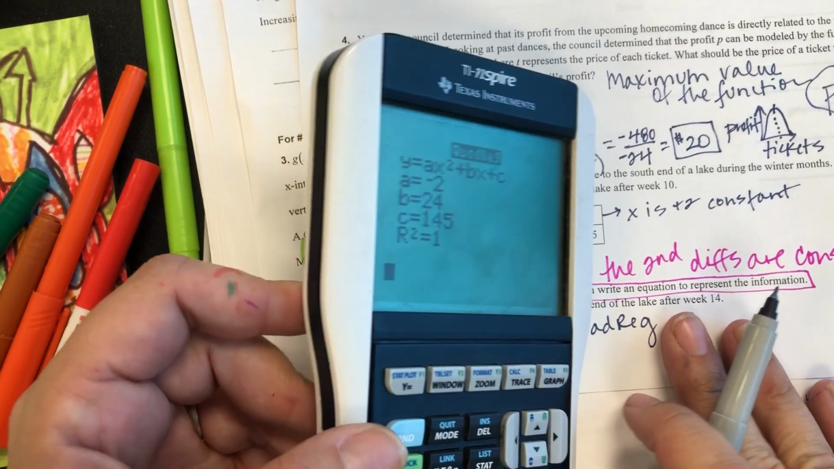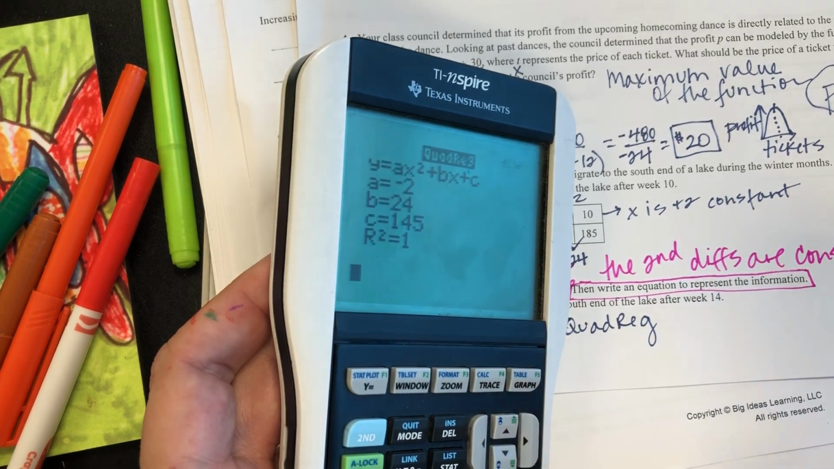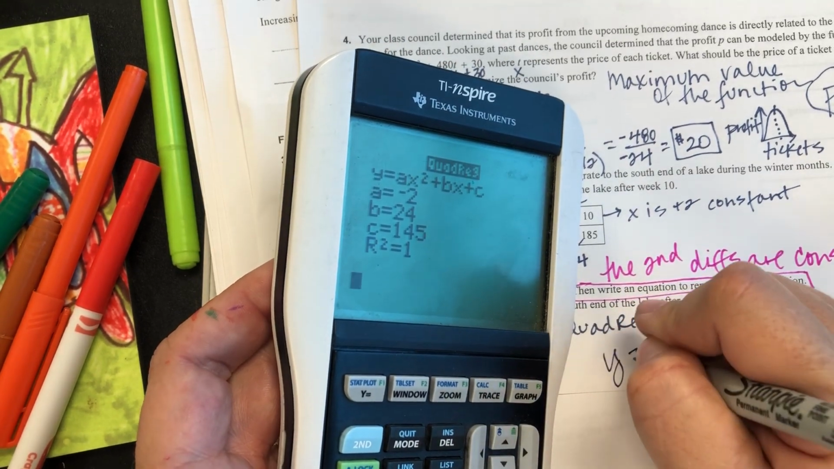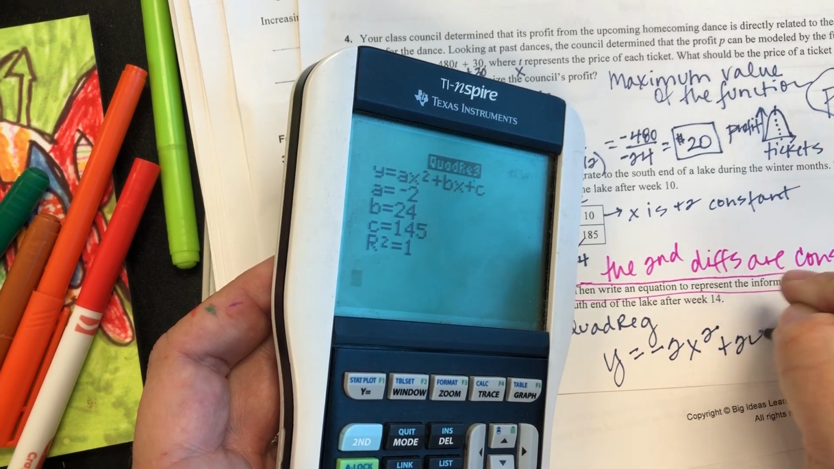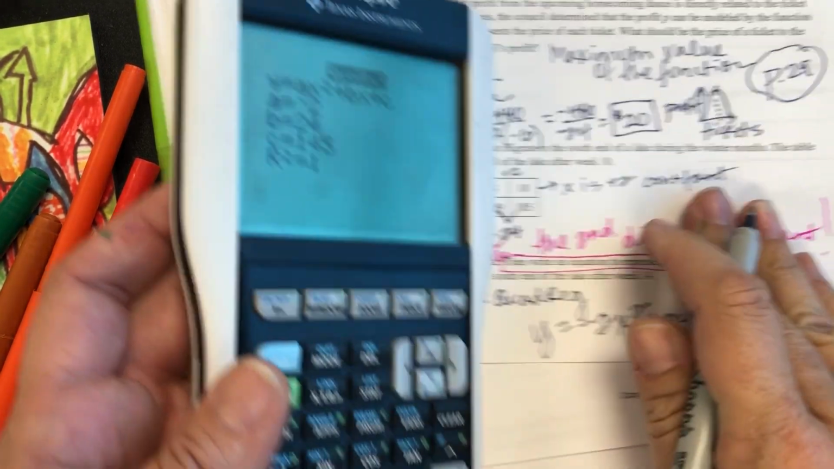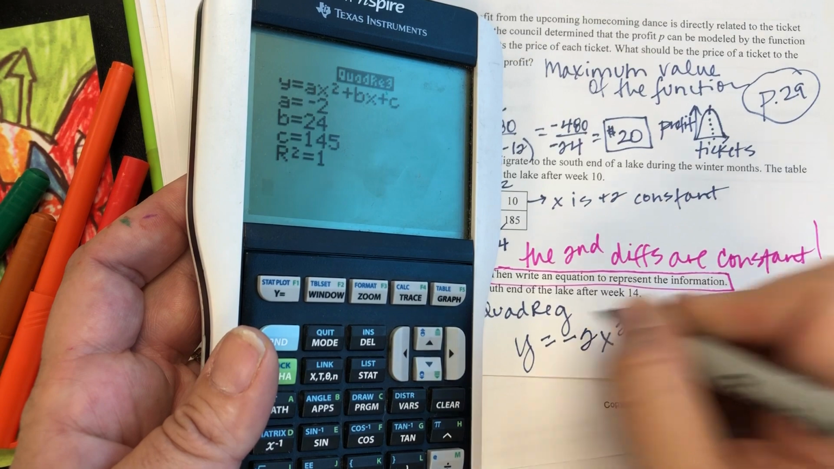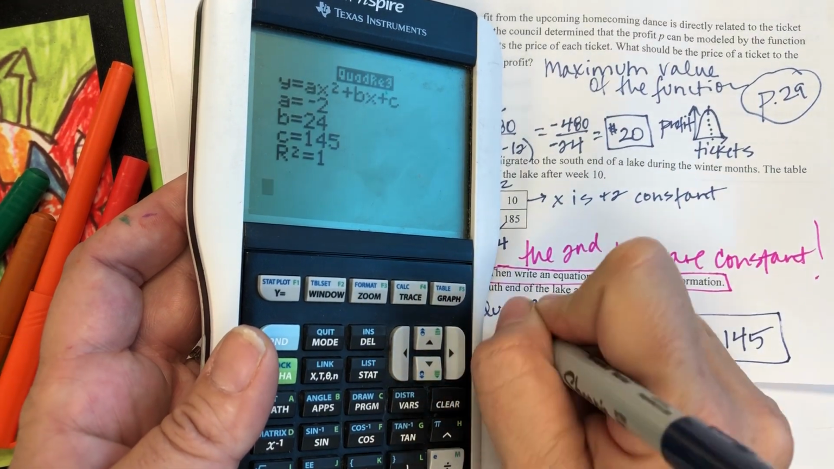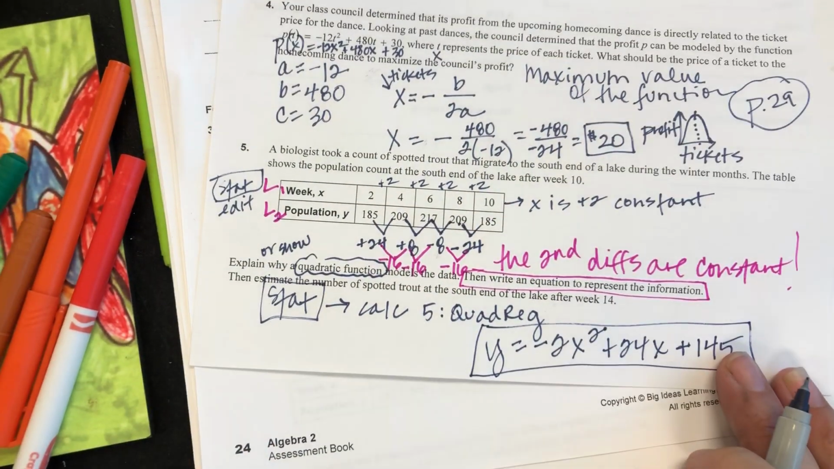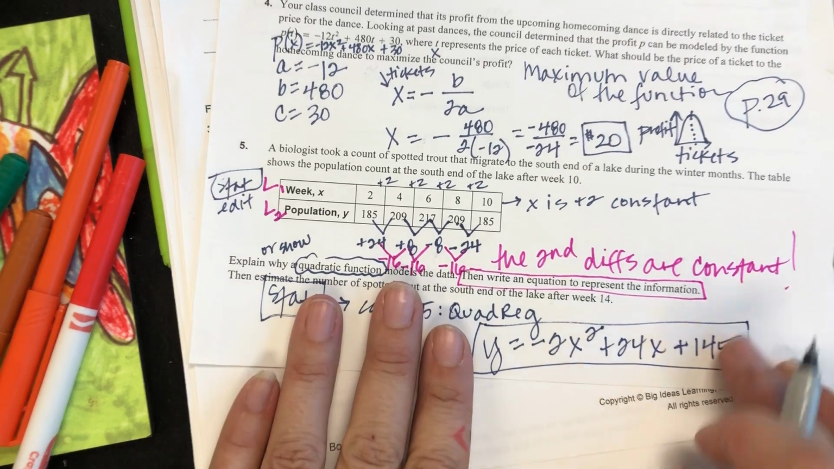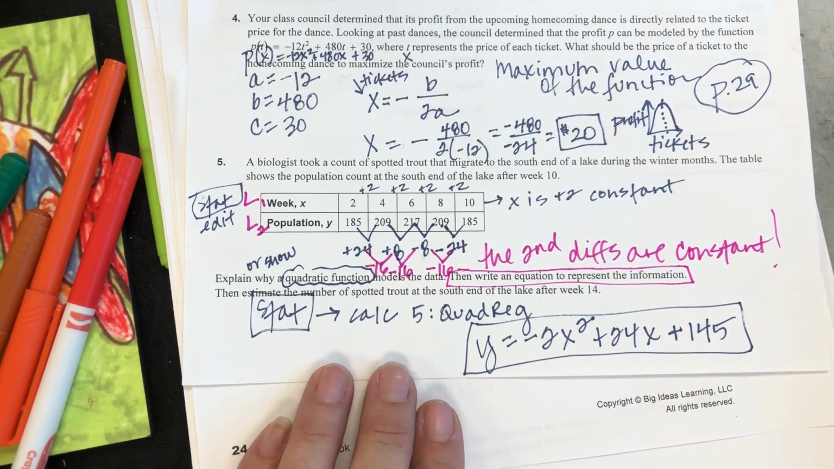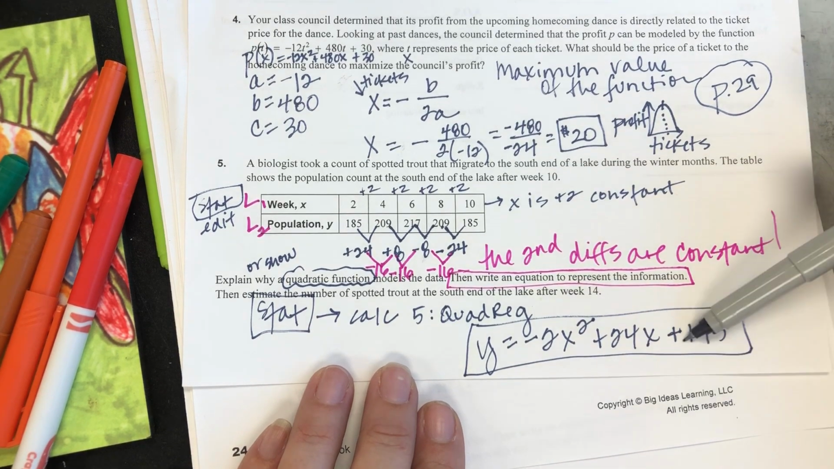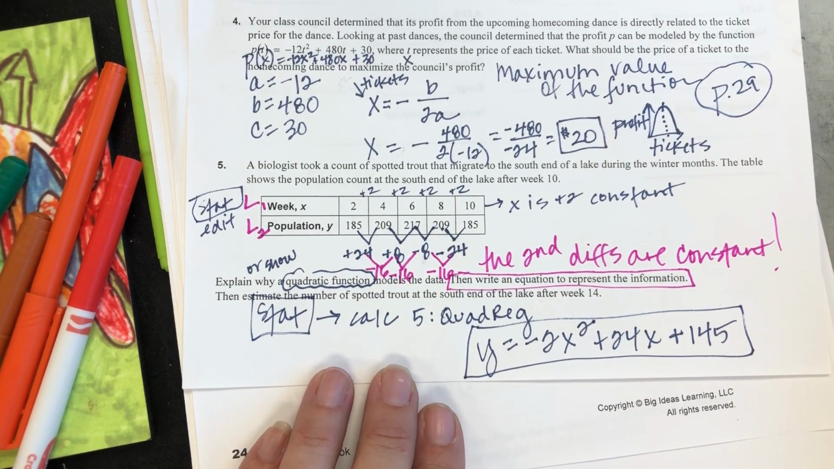So my equation is coming out of here as y equals negative 2x squared plus 24x plus 145. I'm just letting my calculator write that equation, and I absolutely expect that's what you guys are going to be doing. I could write this all up with the vertex, but why not use my regression?